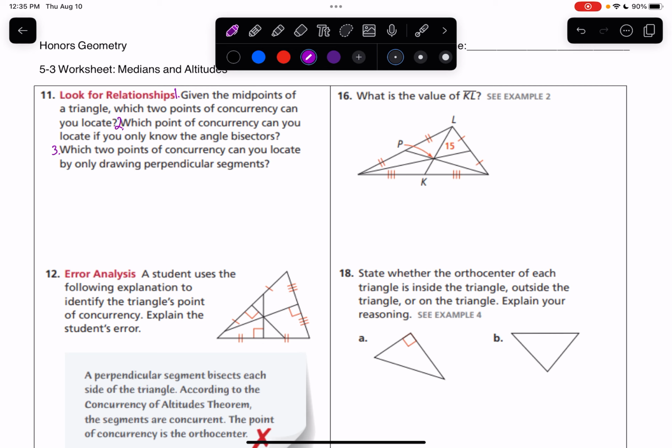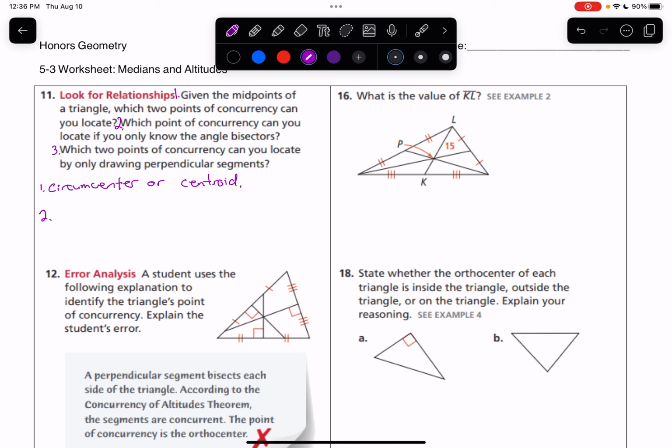So, number 1, given the midpoints of a triangle. Using the midpoints of a triangle, you could either create the perpendicular bisector from them, which would help you to find the circumcenter. So one could be circumcenter. Or you could connect those midpoints to the opposite vertices of the triangle, which would create the medians, which come together at the centroid. So either of those would work.